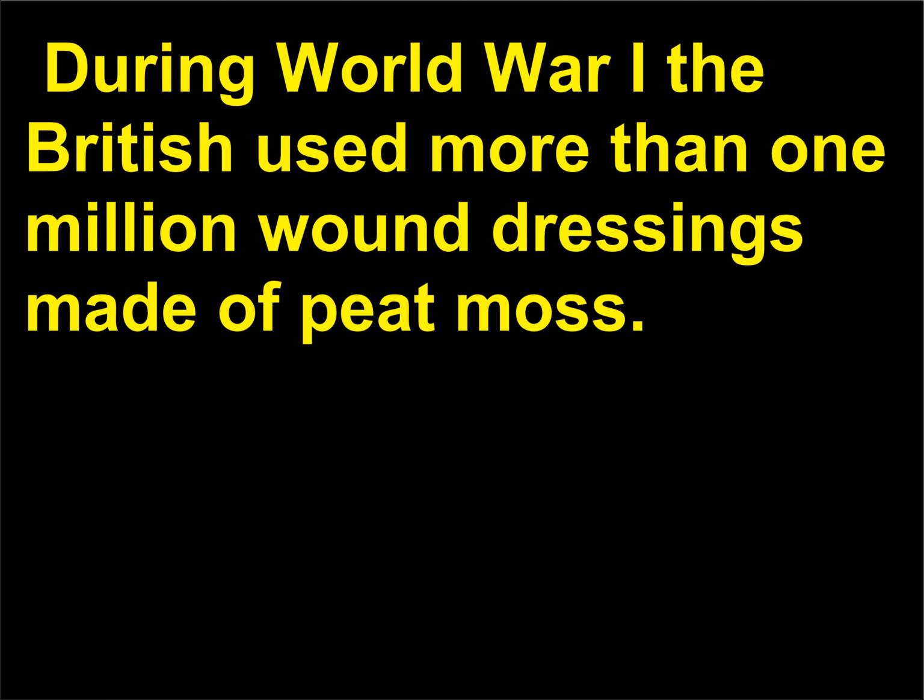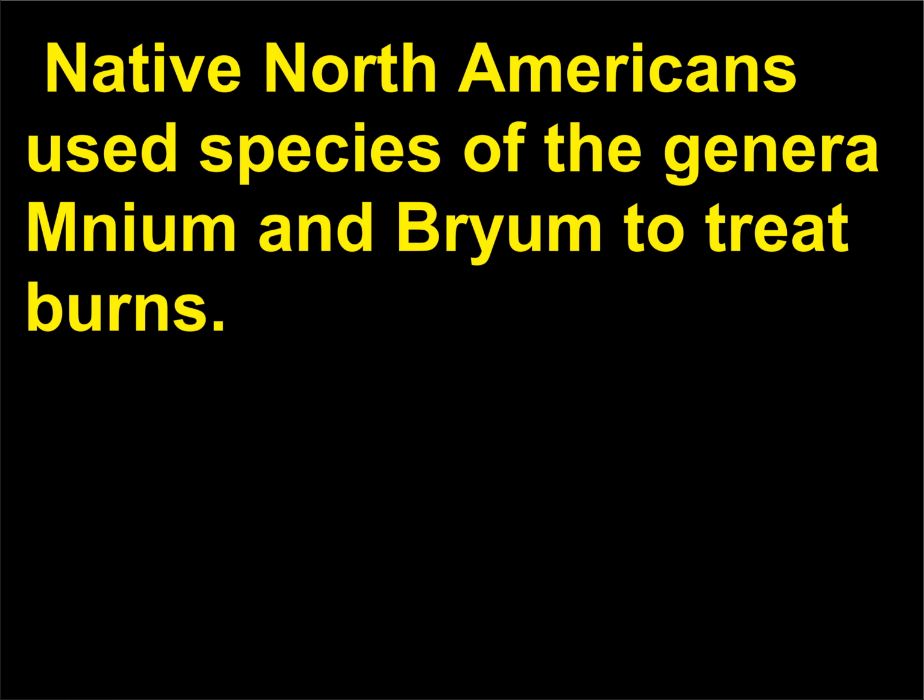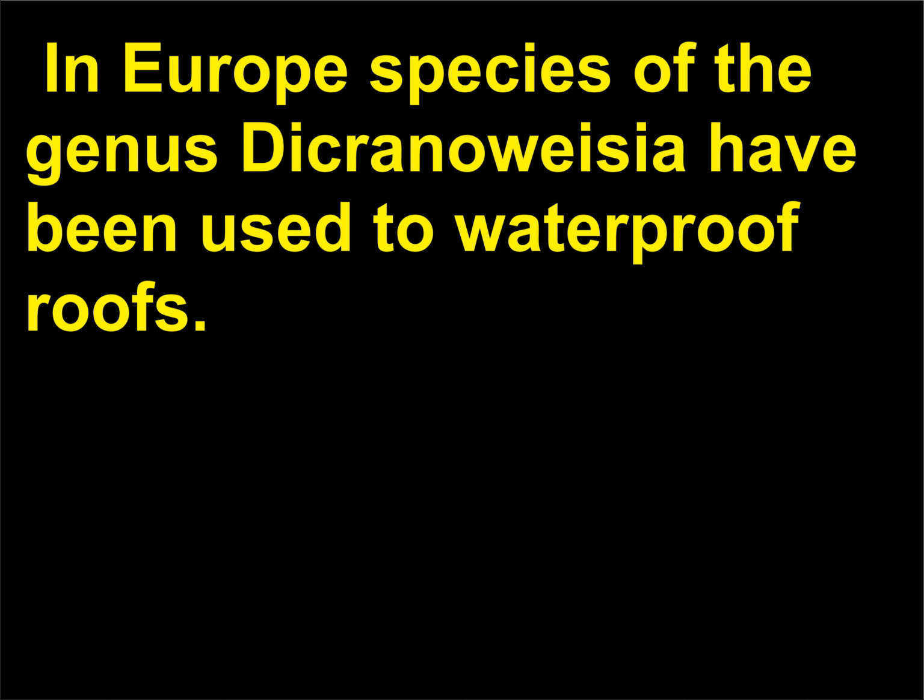During World War I, the British used more than 1 million wound dressings made of peat moss. Native North Americans used species of the Geranium and Bryum to treat burns. In Europe, species of the genus Dicranoesia have been used to waterproof roofs.